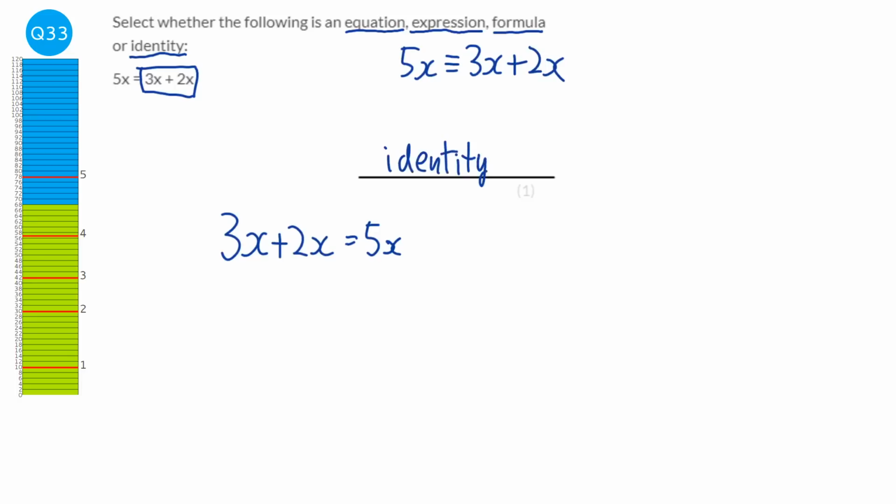And you can't solve it because it's true for all values of x. So yes, x could be 10, x could be a million, x could be a third, x could be anything.